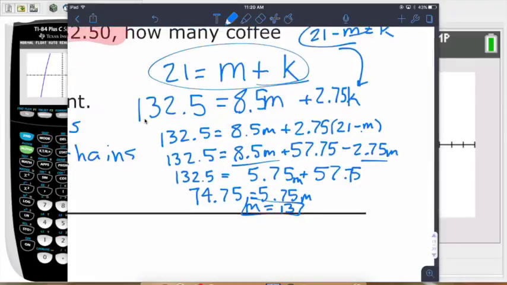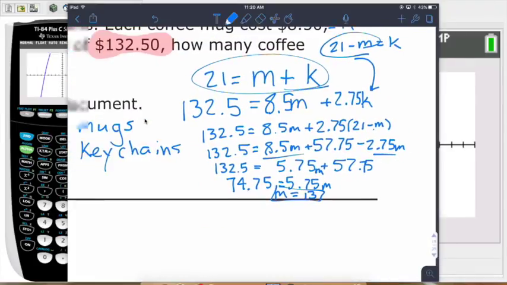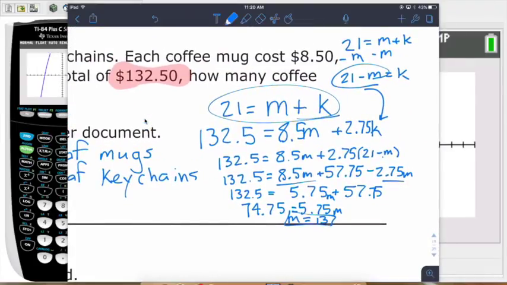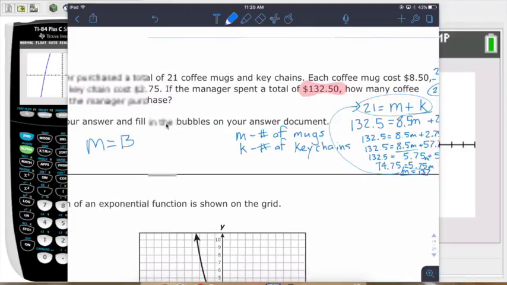Now, if you wanted to algebraically figure out the number of keychains, you could plug it back into one of your original equations. So you could plug in 13 there, subtract over 13, and then you get something like 8. So that's a different way to do that same type of problem. Alright, that is it for these problems.